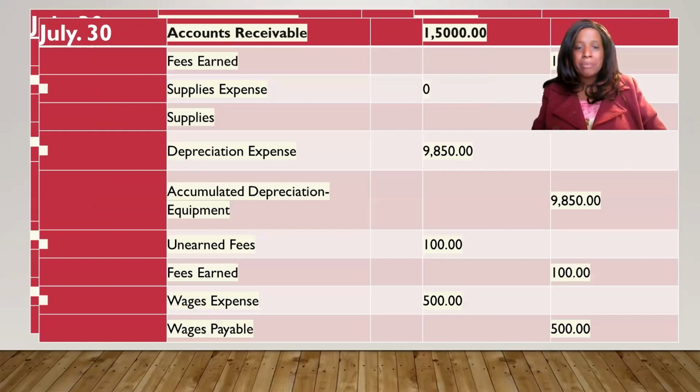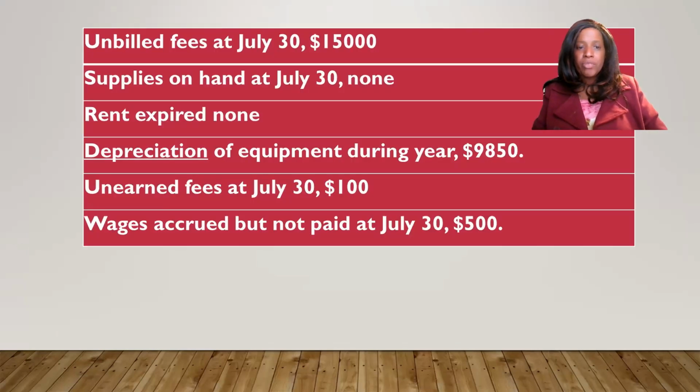So let's try the last one again. Wages accrued but not paid on July 30, $500.